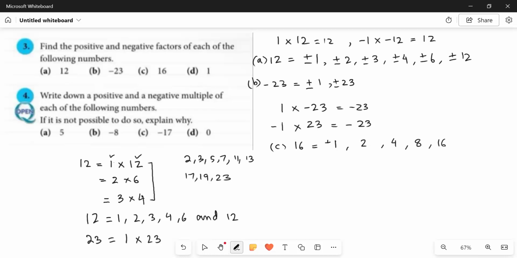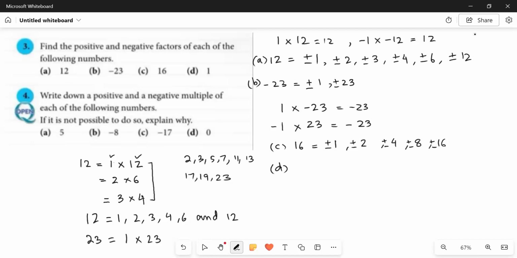So we will write it as plus minus 1, plus minus 2, plus minus 4, plus minus 8, plus minus 16. And the reason is the same as we told you in part A. Because if both the integers, the pair factors, are positive, it will yield a positive product. And if both the factors are negative, it will also yield a positive product. So the factors would be both positive and negative.